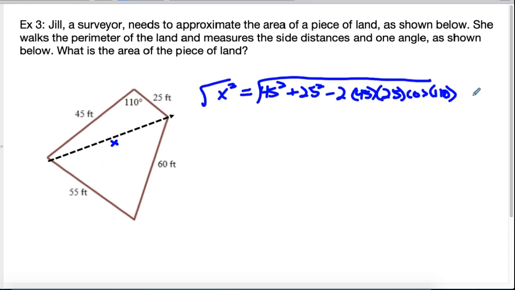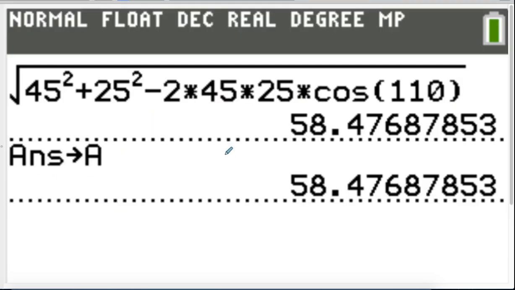So if I put all of this into the calculator, I think we get this value right here, 58.476878. So now we've talked about before, right? Generally for an intermediate step, we don't really want to round. So I'm actually going to store this value in my calculator as A. And you can store values however you want. All right, so I'm going to store that as A.